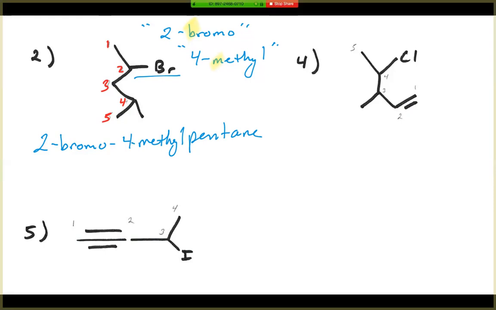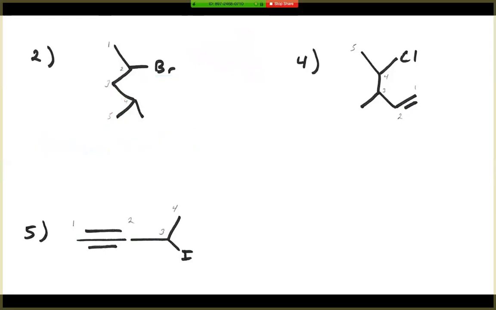So that was a little bit overkill in the explanation. I'll go a little bit quicker for the rest, right? But we get 2-bromo-4-methylpentane. So now let's take an alkene example. So again, the first thing I need to do is find my longest carbon chain.